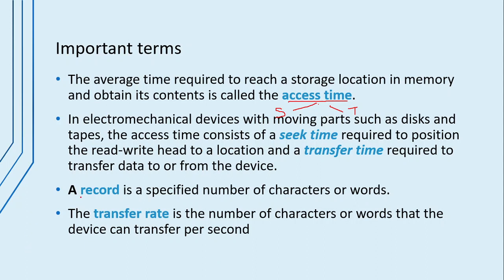Now, record. A record is a specified number of characters or words, meaning the data stored at that location is known as a record. The next one is transfer rate. The transfer rate is the number of characters or words that the device can transfer per second. These terms are most important whenever you are talking about auxiliary memory.